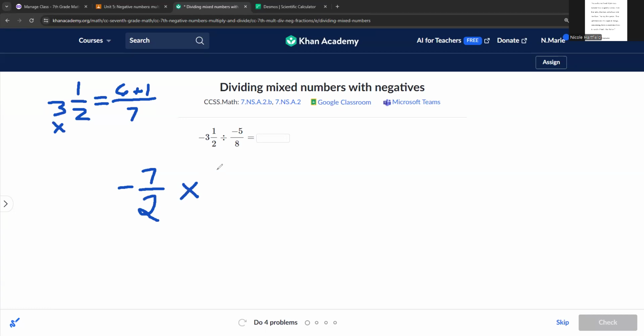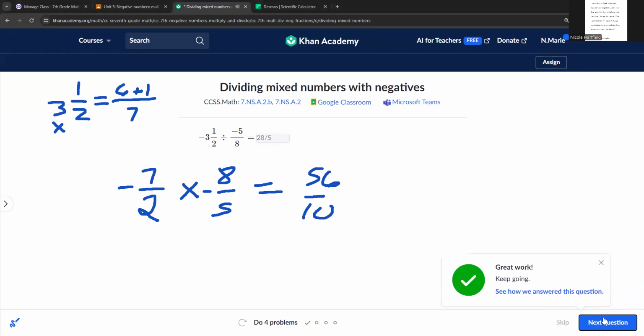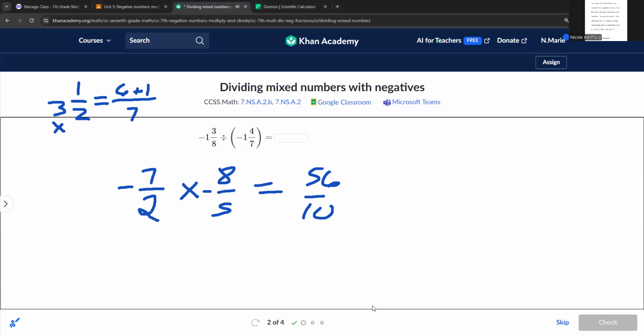All right, we know we're going to multiply. We know we're going to take the second fraction and flip it. There we go. Two negatives make a positive. We know how to multiply. And we also know how to simplify. Divide top and bottom by 2, and you get 28/5. No need to change it to a mixed number unless you want. That's the answer. All right, let's do one more here.